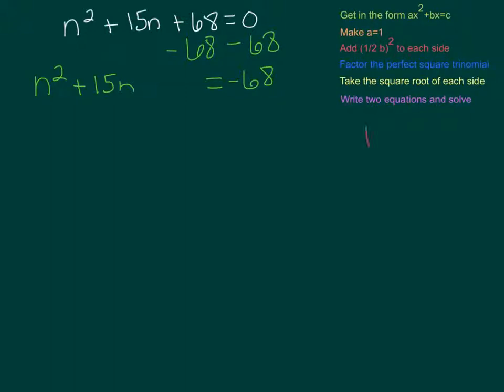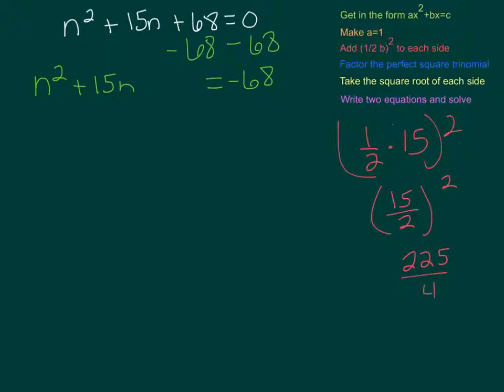Next step is to add 1/2 b squared to each side. So we're going to take 1/2 times b, which is 15, and square it. Now 15 is not even, so we'll have to leave it as a fraction. And then 15 squared is 225, and 2 squared is 4. So we'll add 225 over 4 to each side.